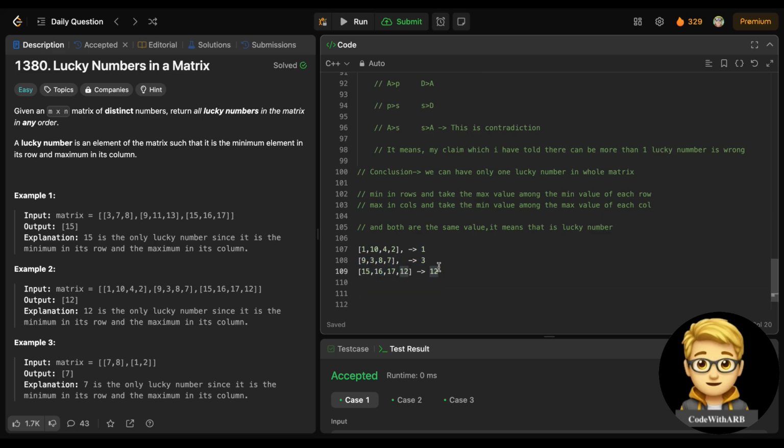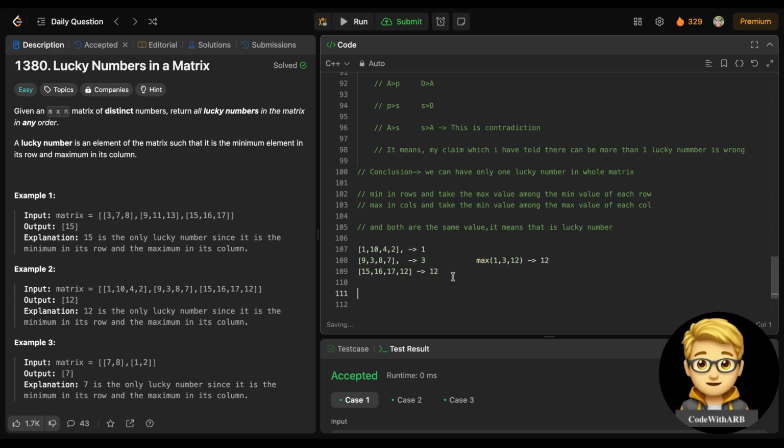Why do I need to take a max? Because for rows it should be the max of the minimums, and this is 1, 3, 12 for each particular row, and we need the maximum value. So the max value would be 12 among 1, 3 and 12.